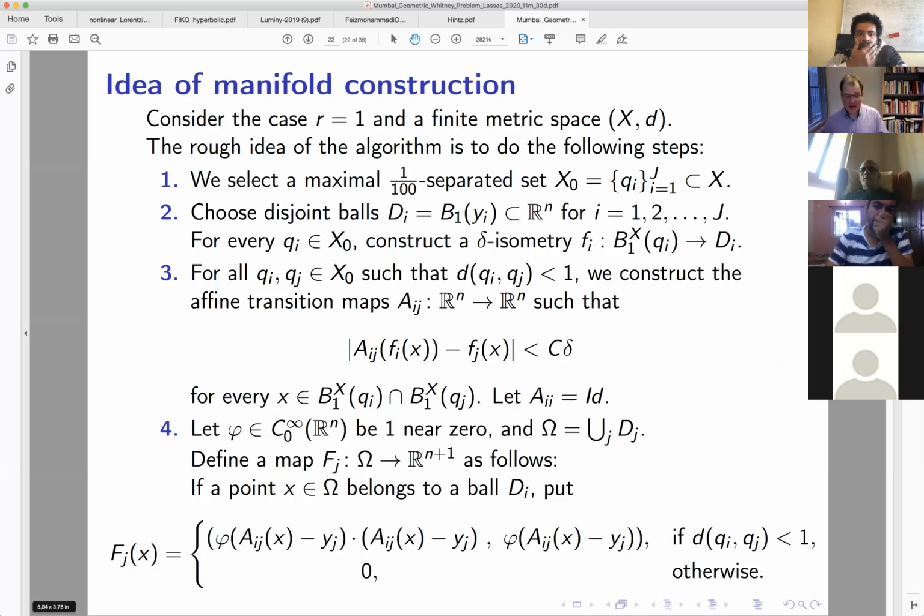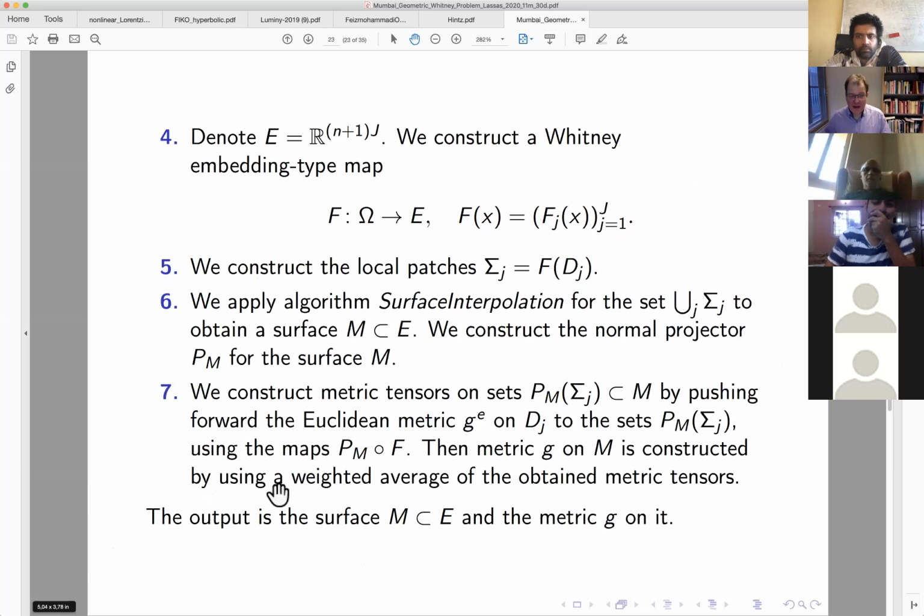So we have these local embeddings. This is a very cool embedding in the disk dj. Then we imitate the Whitney embedding from differential geometry. We just make a sequence where all these embeddings are put into the sequence, and this maps the union of all disks to a Euclidean space that has relatively large dimension. There are ways to reduce this dimension, but I don't go into that. And then we denote by sigma j the images of the disks in this embedding.